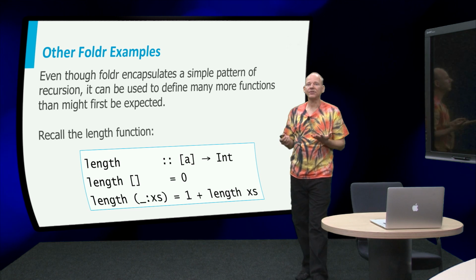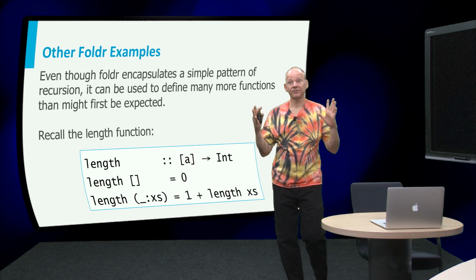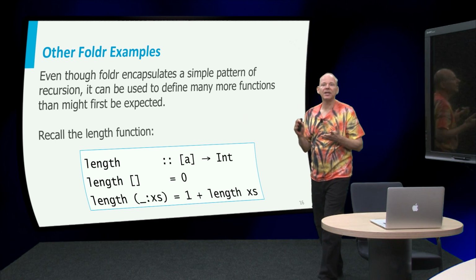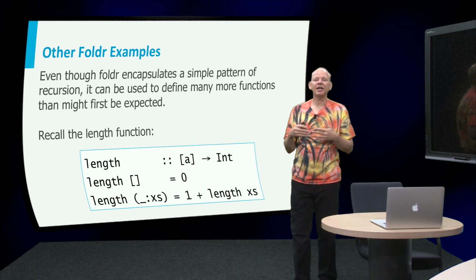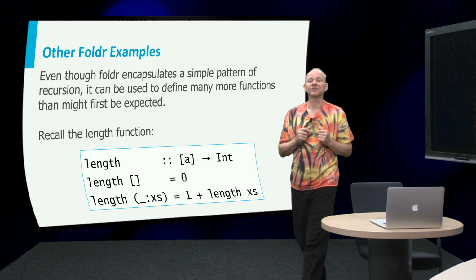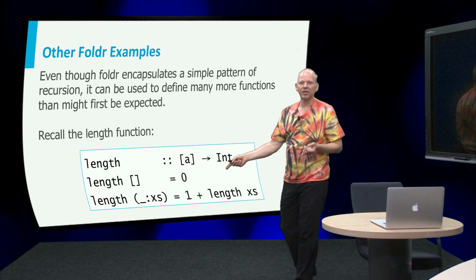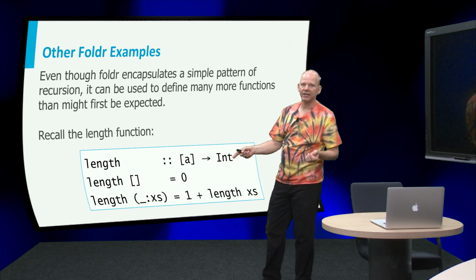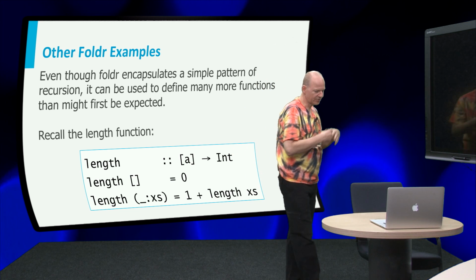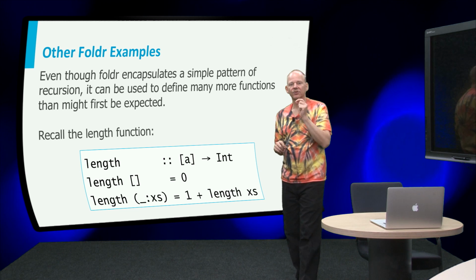For example, the length of the list. We can define the length function that takes a list of A for all types A and returns an Int. The length of the empty list is 0, and the length of the list x cons xs is 1 plus the length of xs. Now, Haskell programmers are lazy, and since we're not using x on the right-hand side here, we just use an underscore for x, so we don't have to think about a name.